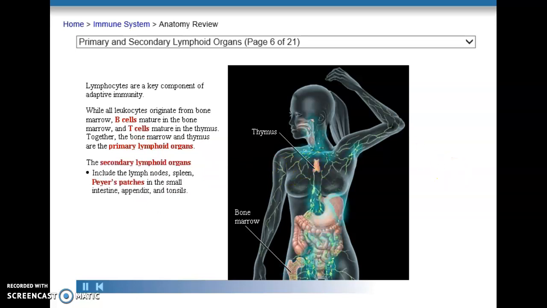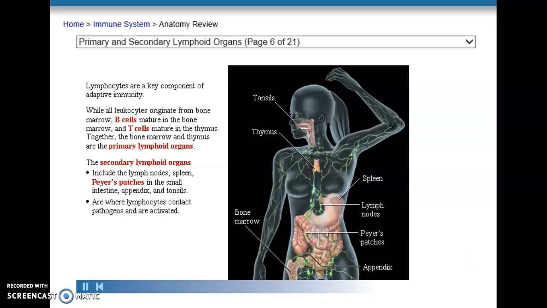The secondary lymphoid organs include the lymph nodes, spleen, Peyer's patches in the small intestine, the appendix, and tonsils. The secondary lymphoid organs are where lymphocytes come into contact with pathogens and are activated. You can think of these secondary lymphoid organs as being like the guardhouses and watchtowers along the castle wall. Guards take intruders to the guardhouse, where they are interrogated, and the army is called out if necessary.